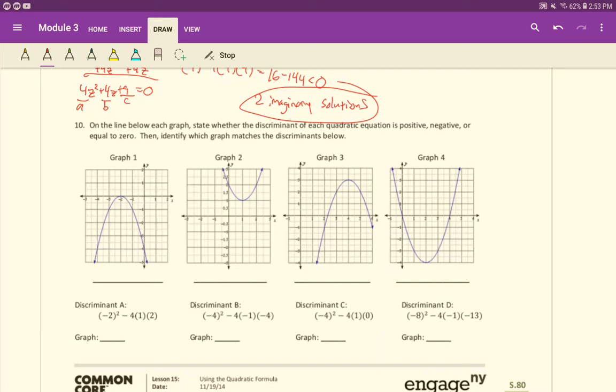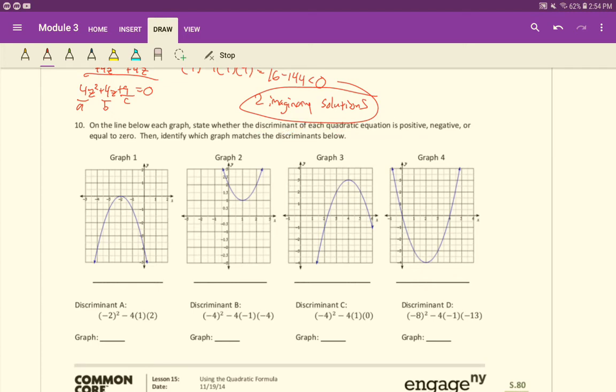The final video for lesson 7, dealing with quadratic equations and discriminants for module 3 here. So we're going to look at these directions here. On the line below each graph, state whether the discriminant of each quadratic equation is positive, negative, or equal to 0. Then identify which graph matches the discriminants below. Okay, so we want to first describe whether the graph has a discriminant that's positive, negative, or equal to 0.